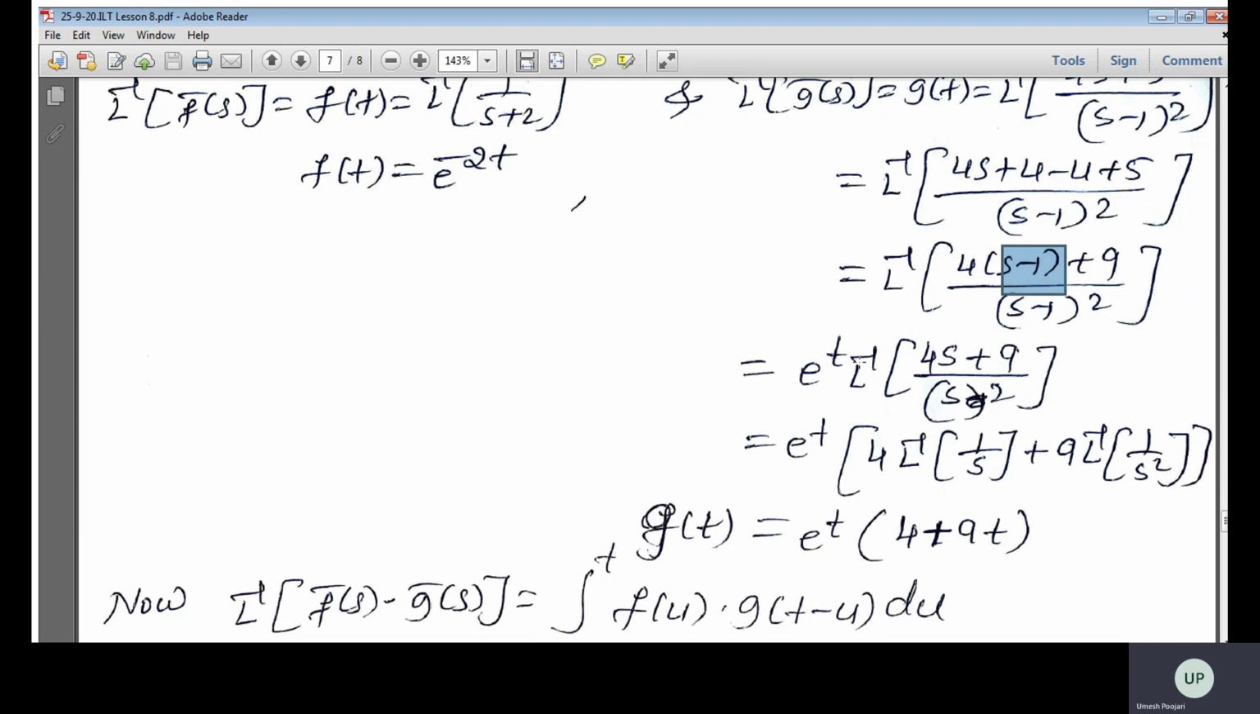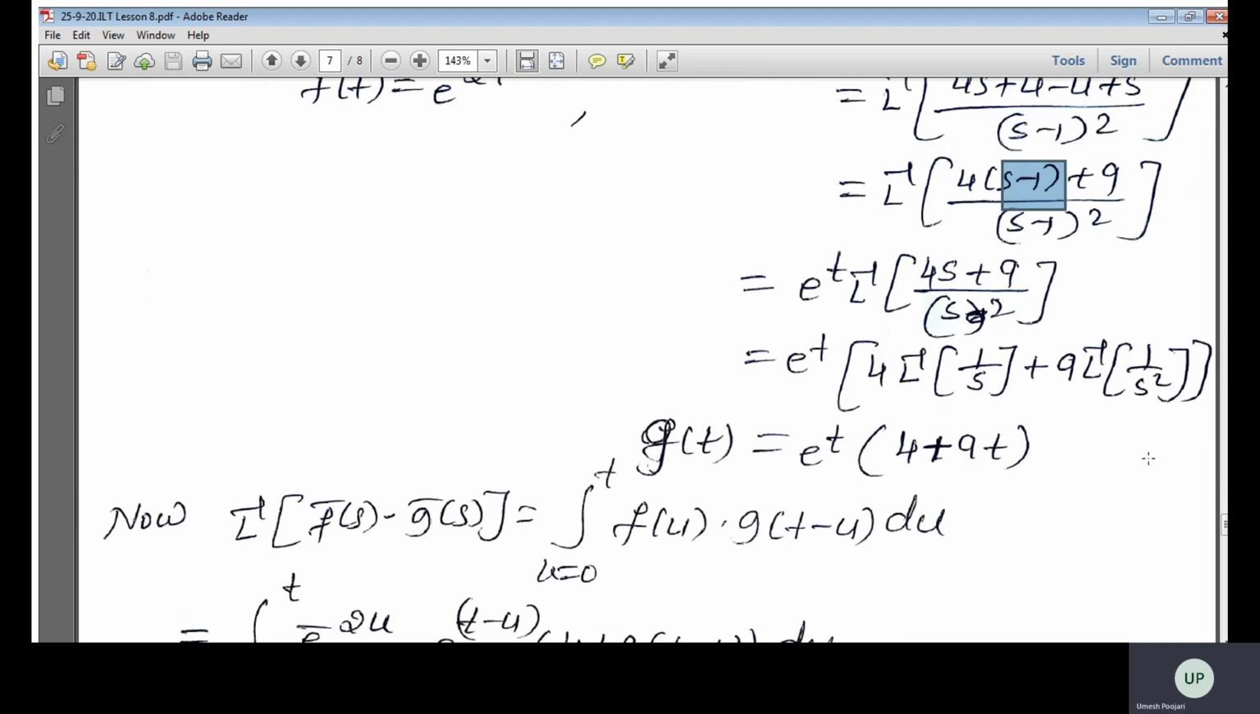So e raised to t into L inverse of (4s plus 9) divided by s square. There are two different terms in the numerator. You can separate it: 4 into L inverse of 1 by s plus 9 into L inverse of 1 by s square. So L inverse of 1 by s is 1, and L inverse of 1 by s square is t. So you get e raised to t into (4 plus 9t).